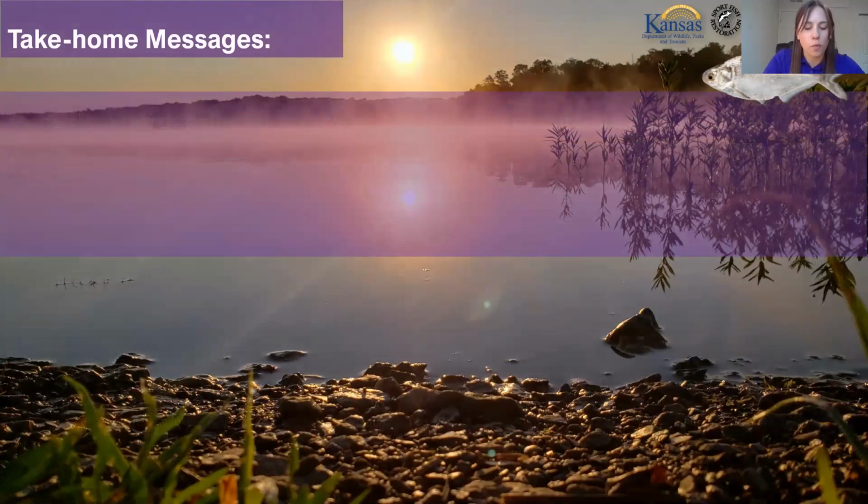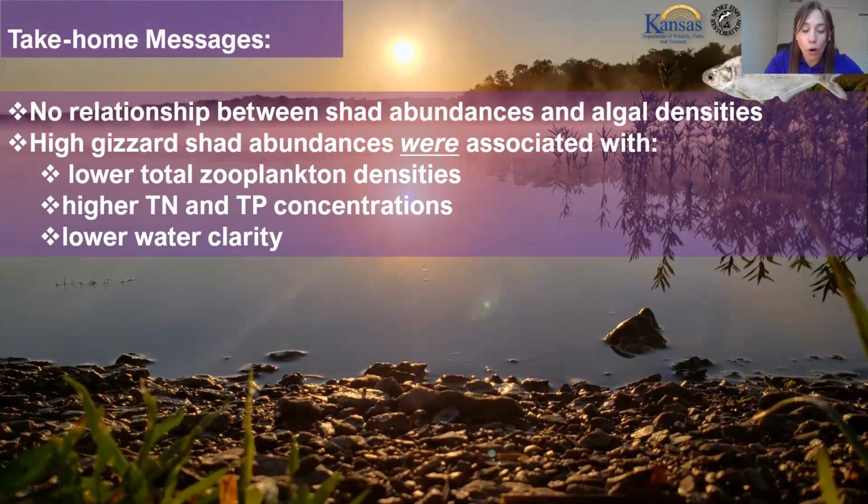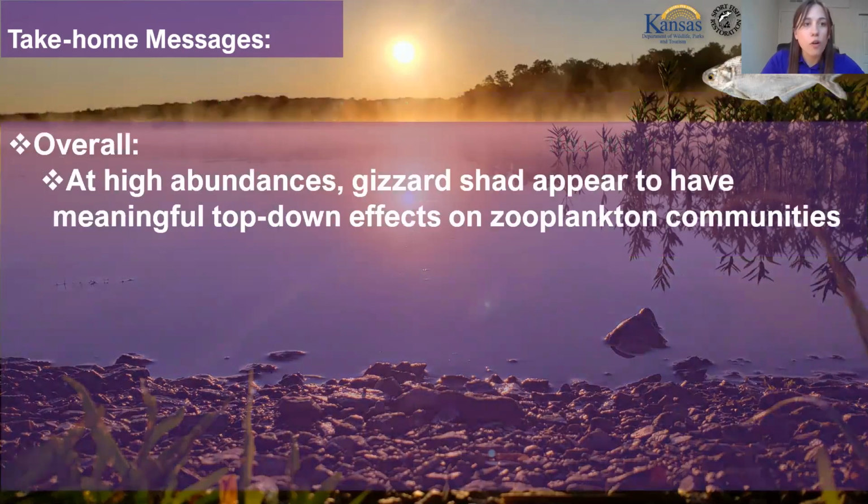So to summarize, we observed no significant relationship between shad abundances and algal densities, and we did not see higher cyanobacterial counts in association with higher shad. Both the top-down and the bottom-up effects of shad should have stimulated algal communities, but we just didn't see that pattern. However, higher shad abundances were associated with lower zooplankton densities, higher total nitrogen and total phosphorus concentrations, and reduced water clarity. The relationships were not massive and exhibited a lot of variation, but were significant. And then overall, at high abundances, gizzard shad appear to have meaningful top-down effects on zooplankton communities.